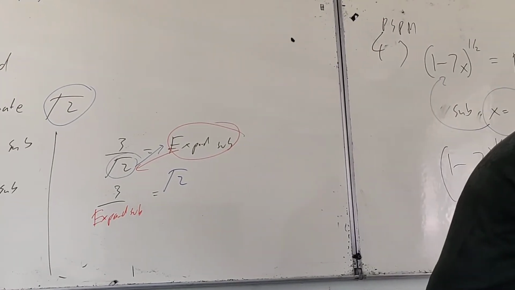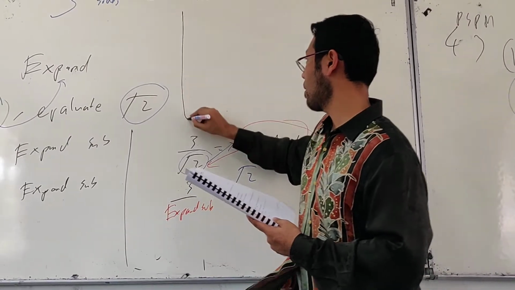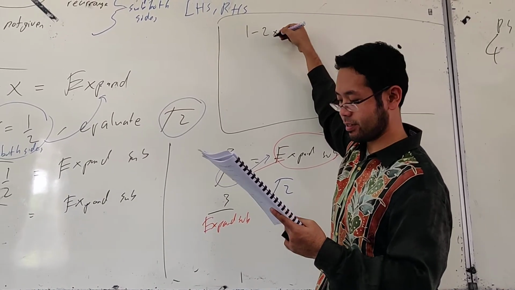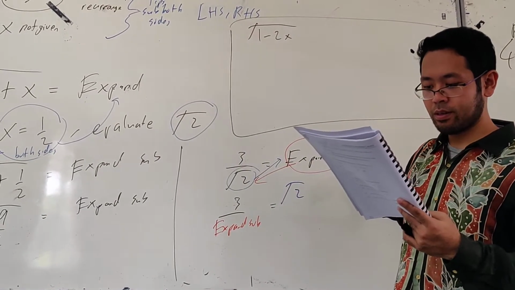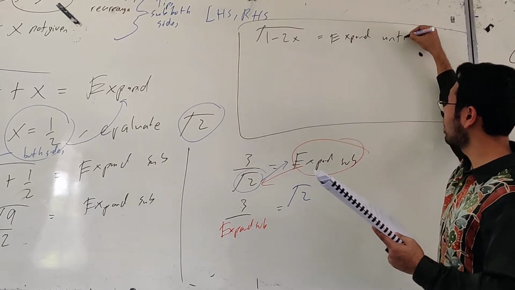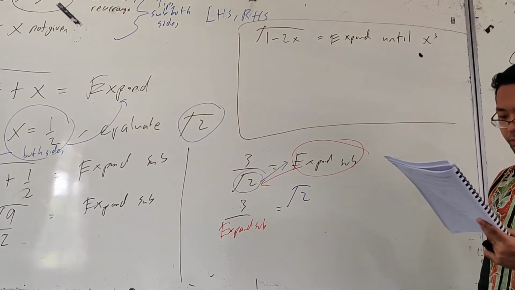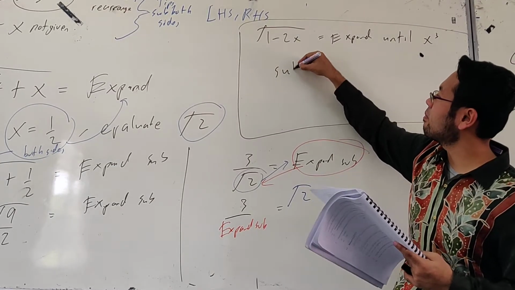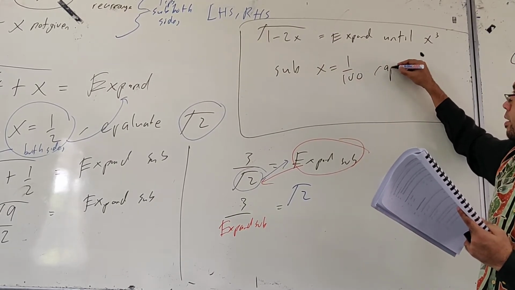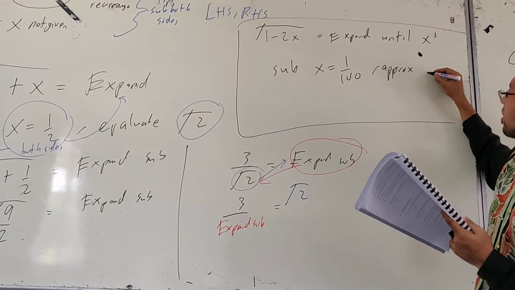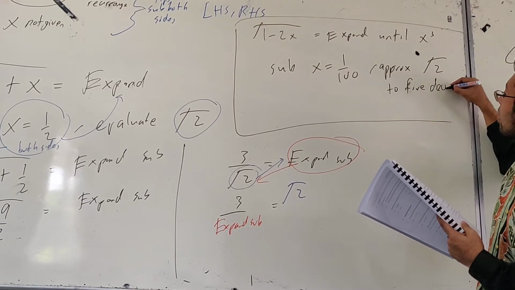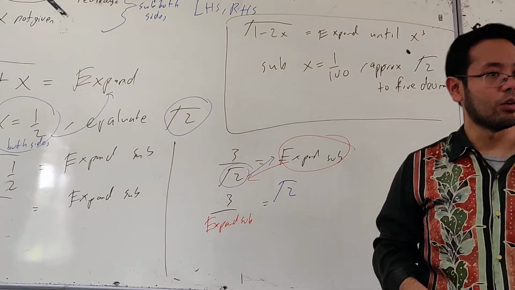Number 18A. Okay, viewers, I recommend. So you're given this, 1 over 2x square root, and I want you to expand on your own. Expand with x cubed, and then sub x equals to 1 over 100, and approximate square root to 5 decimal places. Okay, class, on your own.